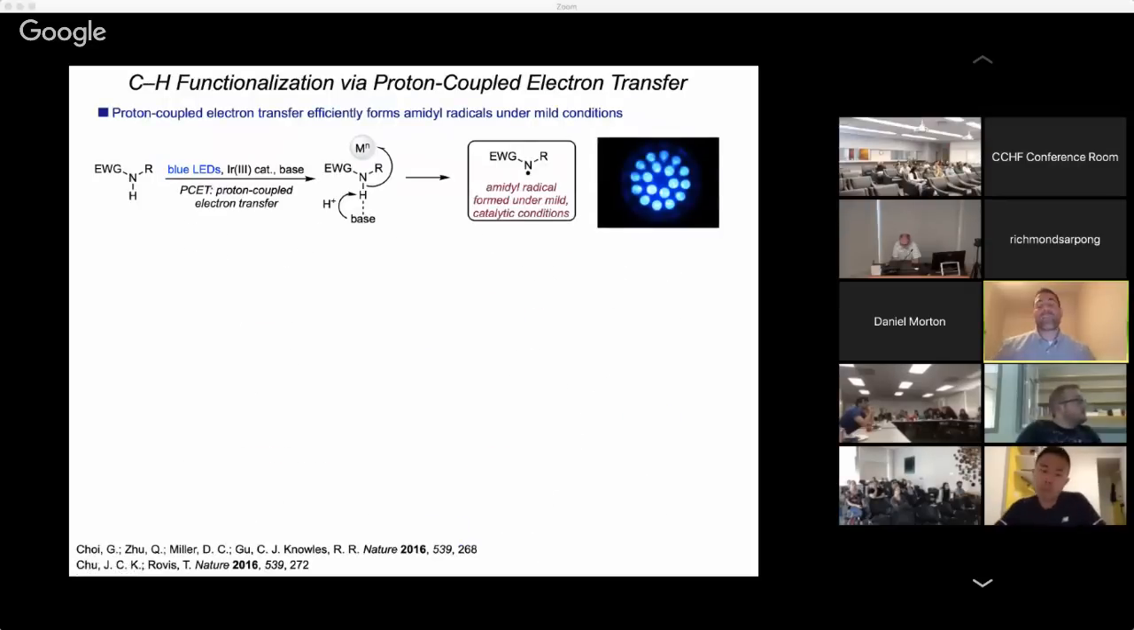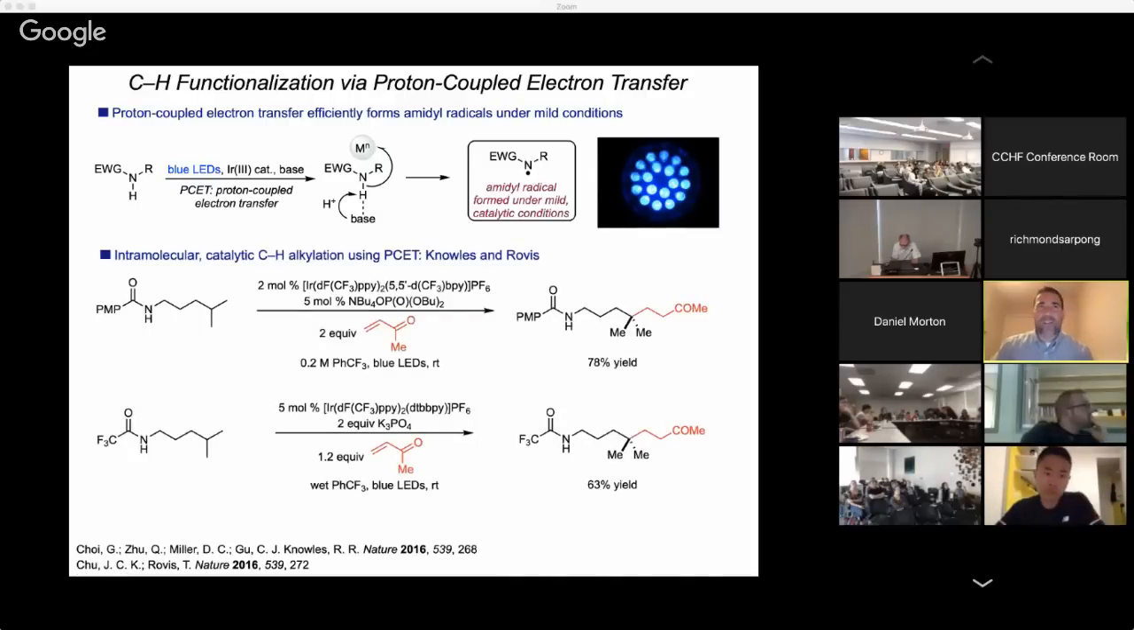Okay, so getting back to nitrogen-centered radicals. We always had this dream to be able to do amidyl radical chemistry catalytically. And our thoughts in this area just kept coming back to the idea of doing proton-coupled electron transfer. The beautiful work from Rob Knowles' group has shown just how powerful this can be in synthesis. And the idea was, well, maybe we could use a simple amide and form the amidyl radical under mild conditions. We started to play around in this area, and then Rob Knowles and Tom Rovis at about the same time published an excellent intramolecular version of the sort of reaction we were thinking about, and those are both shown here.